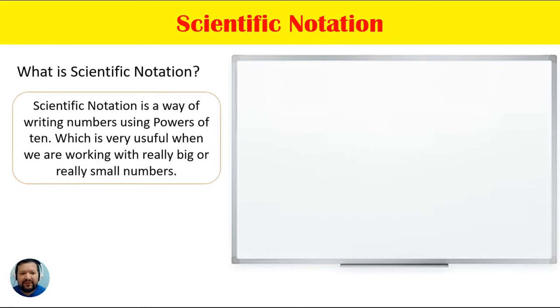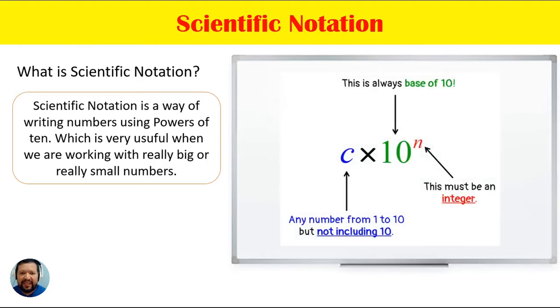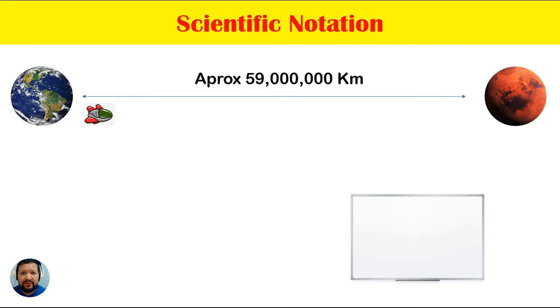Scientific notation is a way of writing numbers using powers of 10. It comes in handy when you're dealing with really big or really small numbers. Scientific notation helps you write numbers and express them as a power of 10 multiplied by a number whose absolute value is less than 10 but greater than or equal to 1. The best way to explain this is just converting the number 59 million to scientific notation and let you see for yourself.